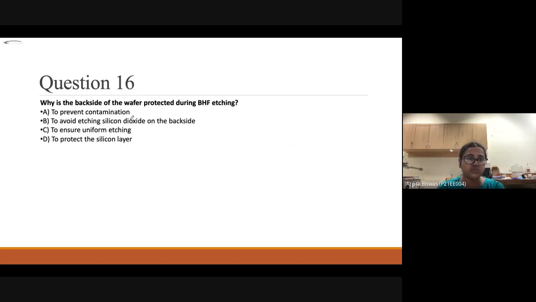So we are moving towards question number 16. Why is the backside of the wafer protected during the BHF etching? First option is to prevent the contamination. Second, to avoid the etching of silicon dioxide on the backside. Third option, to ensure the uniform etching. And the fourth option is to protect the silicon layer.